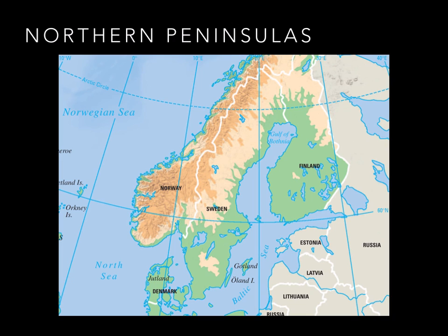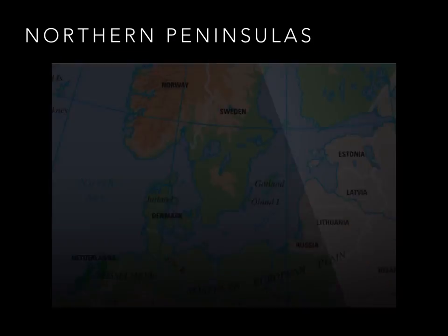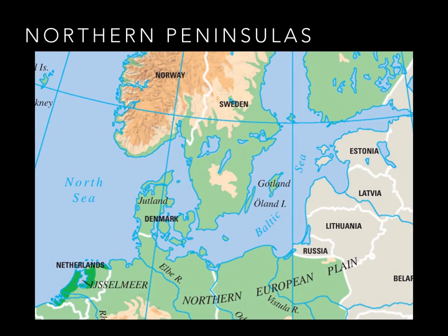Here you can see the Scandinavian Peninsula. You can see it occupied by Norway, Sweden, and then part of northern Finland. And if we move just a little bit further south, you see the Jutland Peninsula, and then it kind of extends on into the northern European plain, which we'll speak about later.